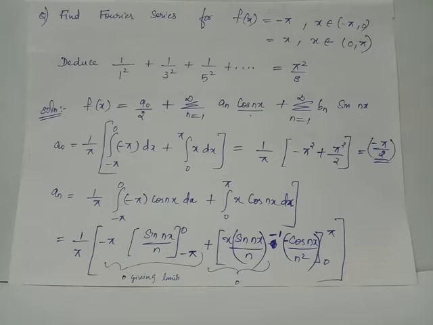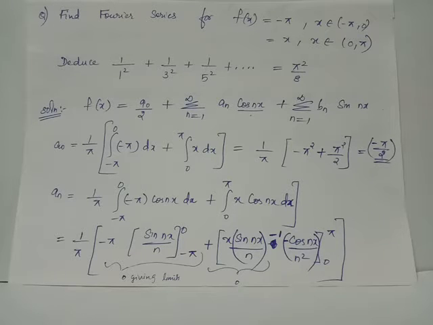Find the Fourier series for the function f of x equals minus pi for x belonging to the open interval minus pi to 0, and f of x equals x for x belonging to the open interval 0 to pi. Deduce the result 1 by 1 square plus 1 by 3 square plus 1 by 5 square plus etc. equals pi square by 8.